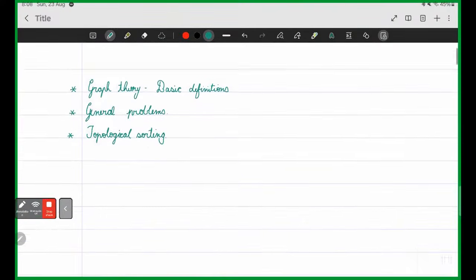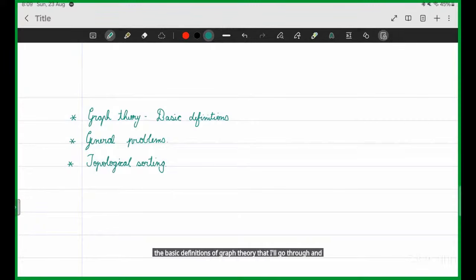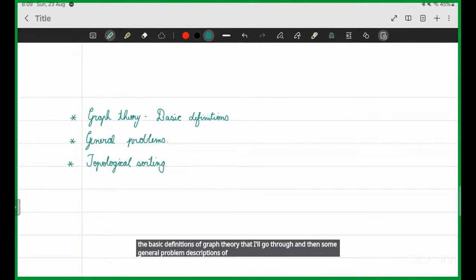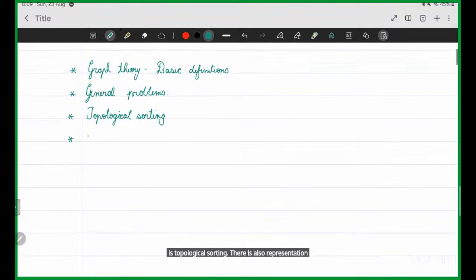What I have planned is the basic definitions of graph theory that I'll go through, and then some general problem descriptions of certain general problems, and then one particular problem that we will look at is topological sorting. There is also a representation of graphs that we will discuss.